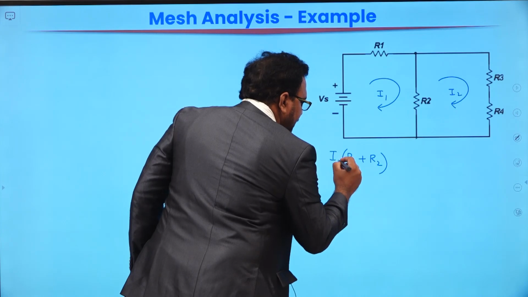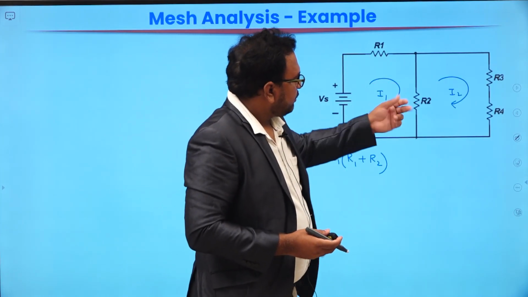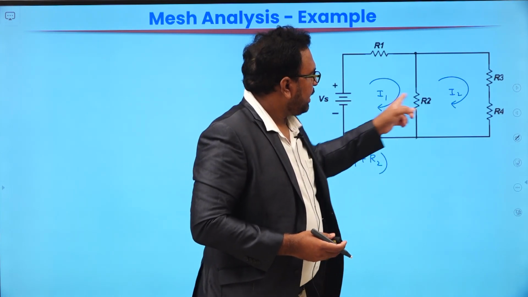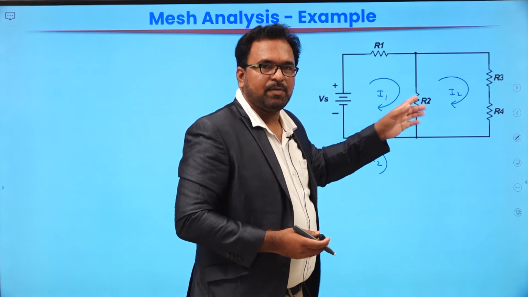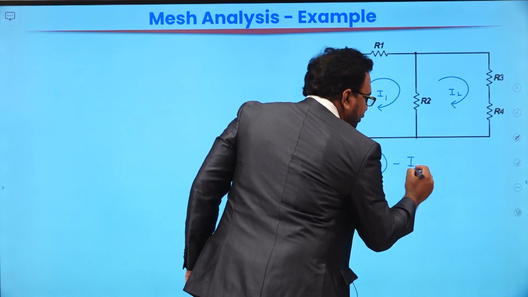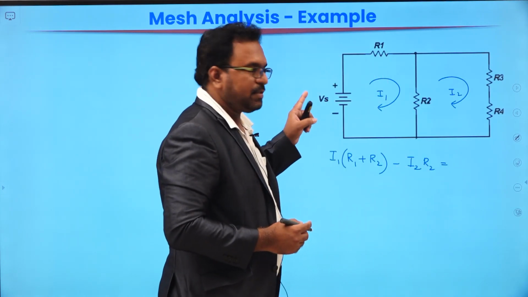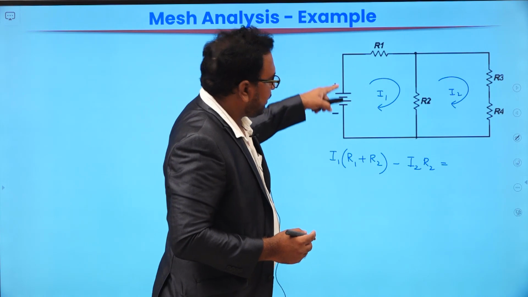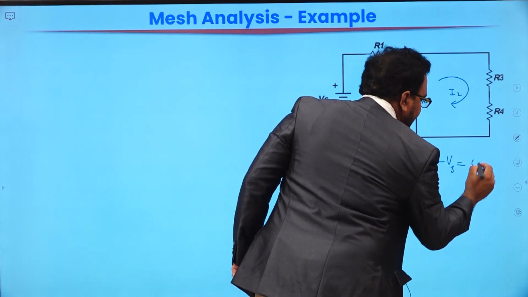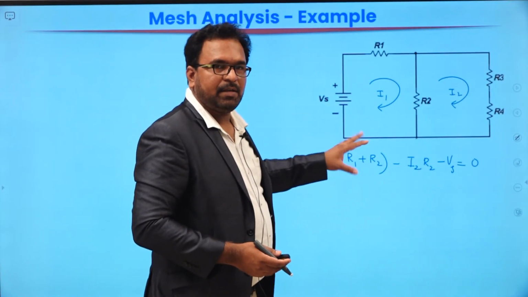And in case of mesh 1, the current is I1. Among these two elements, R2 is common to the second mesh also. And now what about the directions here? Both are clockwise, both are the same. So then you have to put minus I2 into R2 is equal to, is there any source in the first mesh? Yes, Vs. And how is the current entering here? Into the negative terminal. So that means minus Vs equal to 0. So this is how you are going to write down the equation directly without applying KVL.